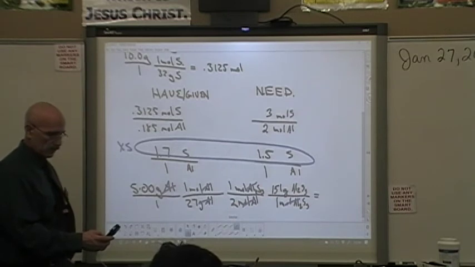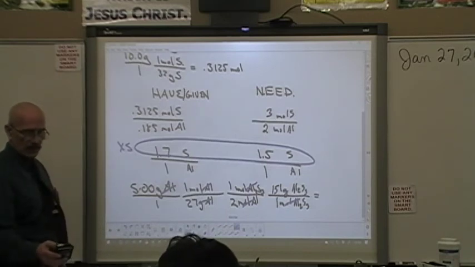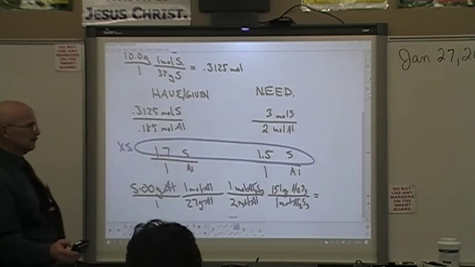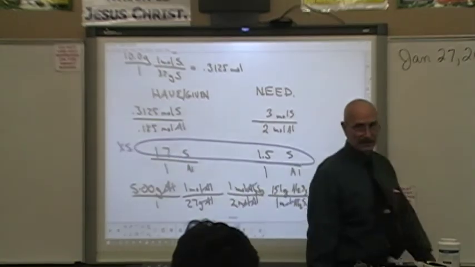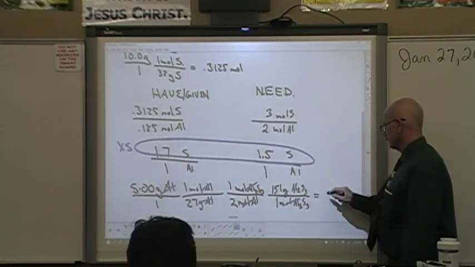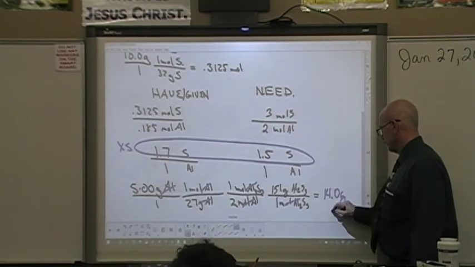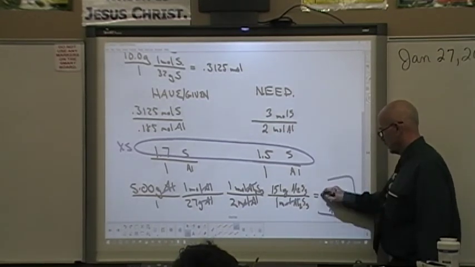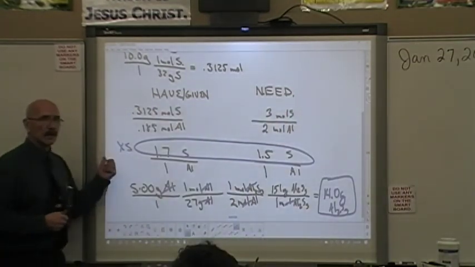5 times 151 divided by 54. 13.98. But I need 3 sig figs. 14.0 grams. Okay, limiting reactant problem. Questions?